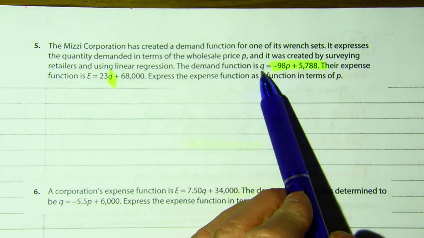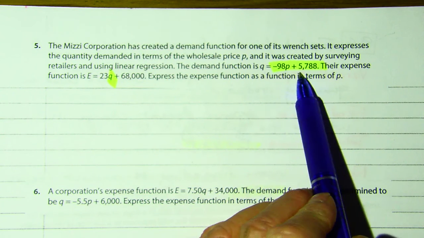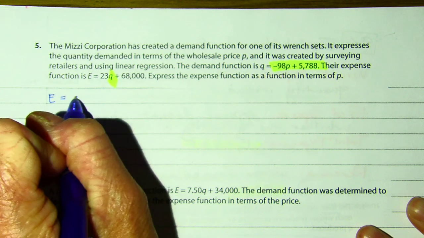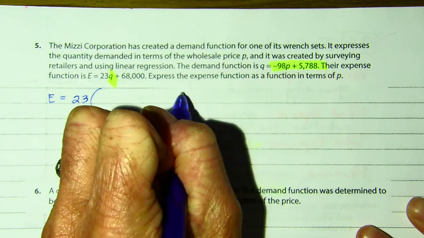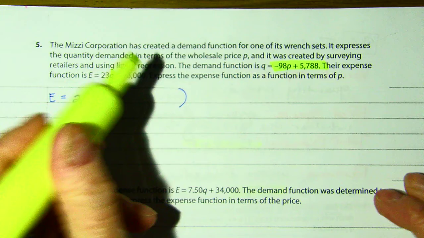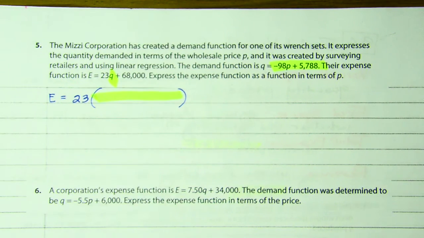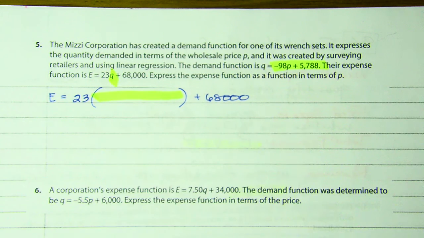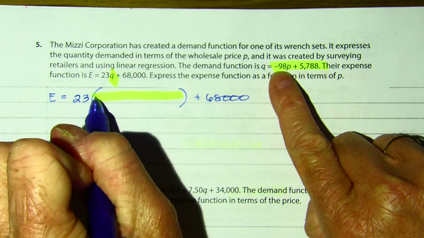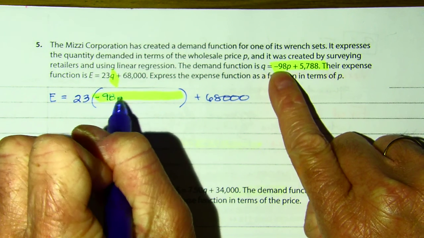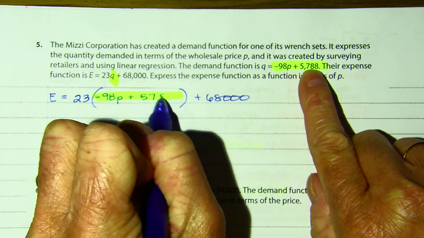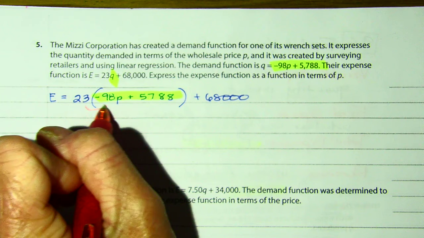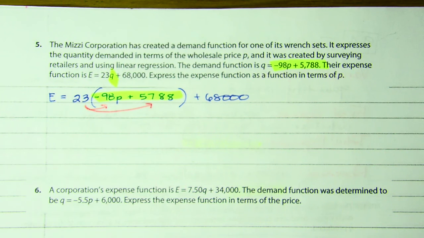So since they're telling me what Q is, I can substitute this yellow right in here using parentheses. So E equals 23, and then in parentheses, we're going to write what we highlighted. And then plus 68,000. So I'm substituting right here, negative 98P plus 5788.